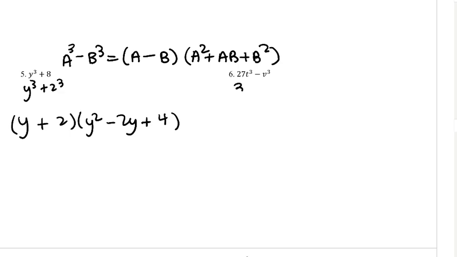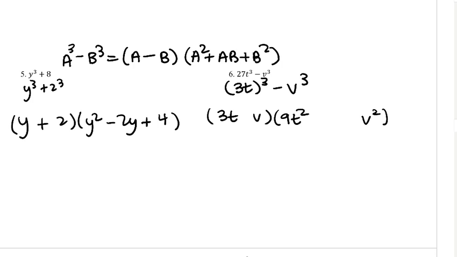So this is 3t taken to the third power minus v to the third. So I'll have 3t and v. If you square 3t, you'll get 9t squared. Square v, you get v squared. And then you multiply and you get 3tv. And same, opposite, always positive.